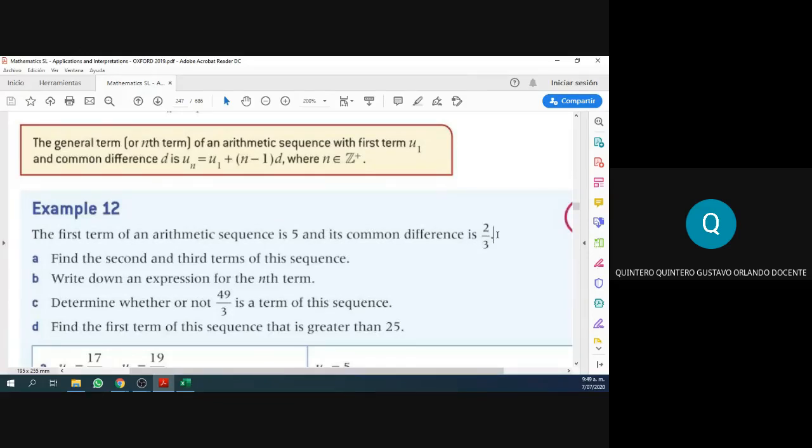Okay, let's take a look at the question. The first term of an arithmetic sequence is 5.